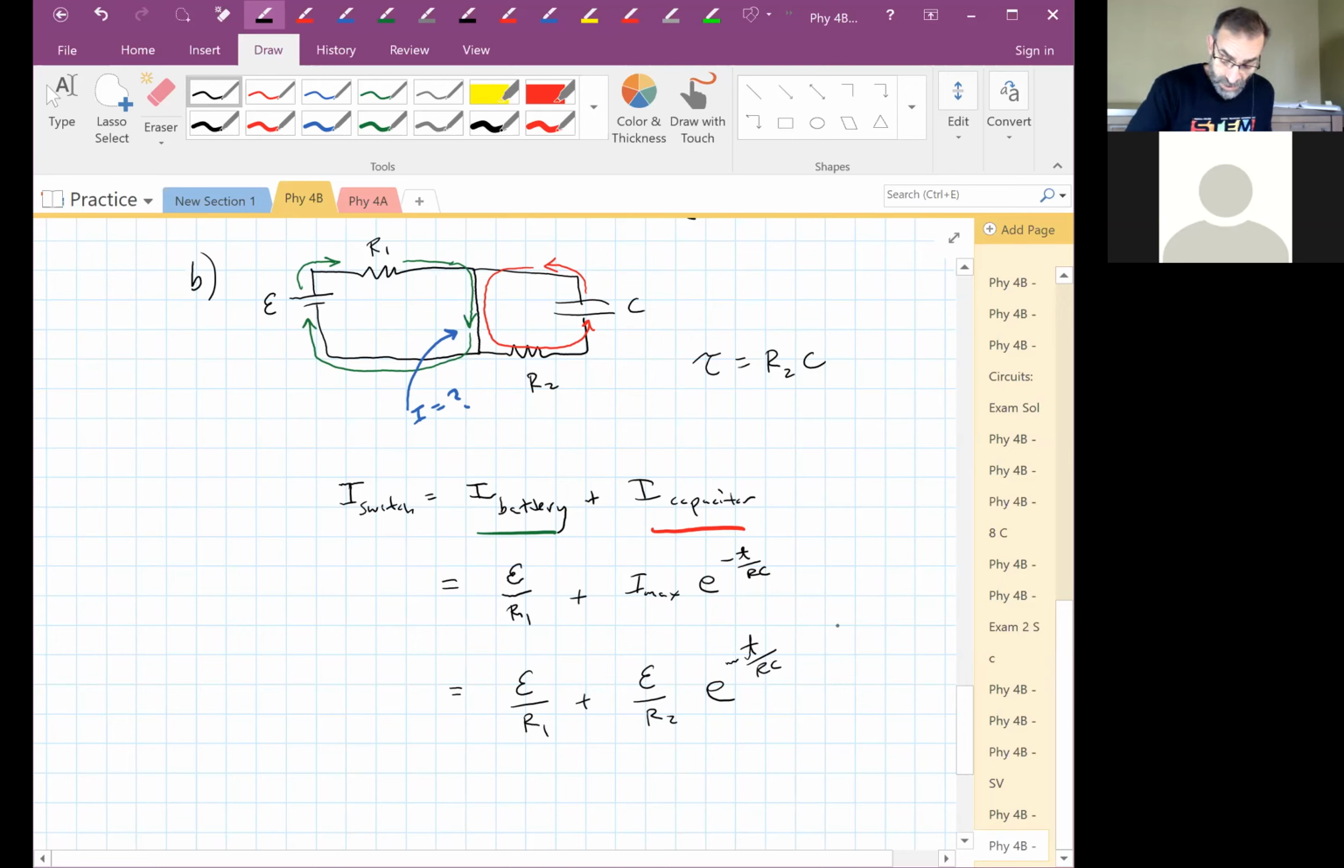Oh, which R? R2. That's an R2. It should be R2 times C. It's a minus sign. We good?